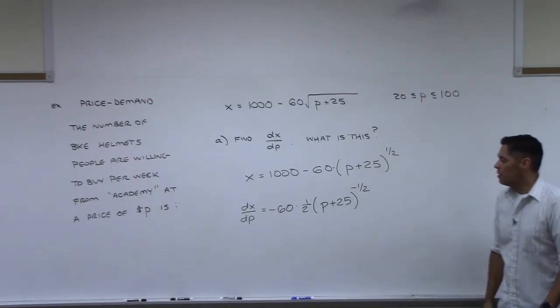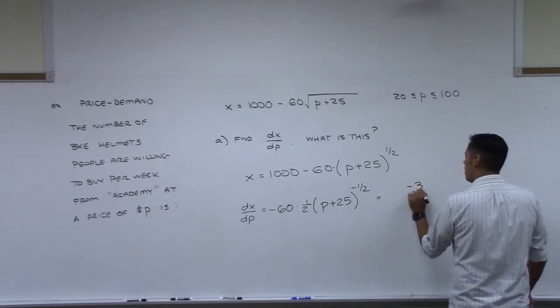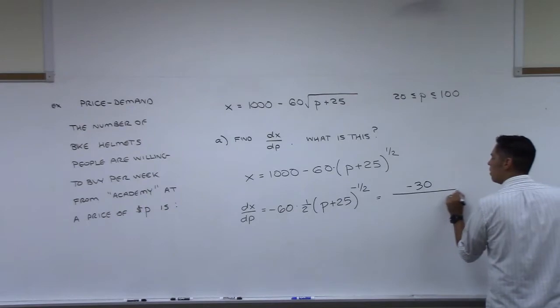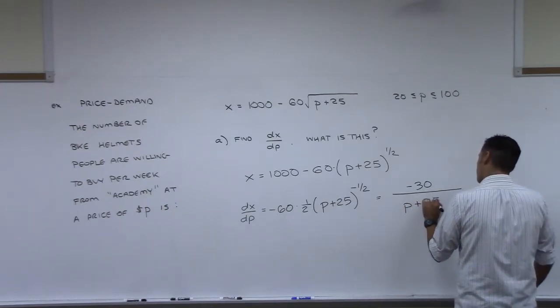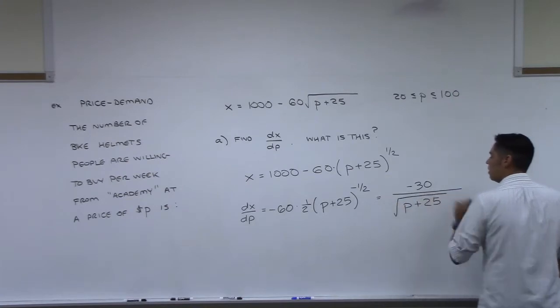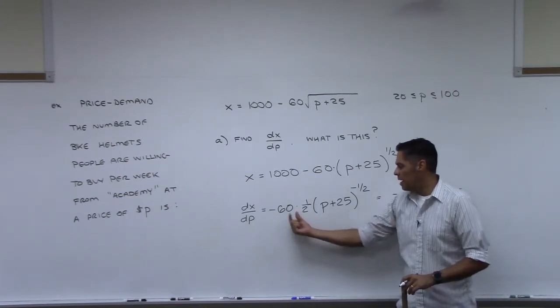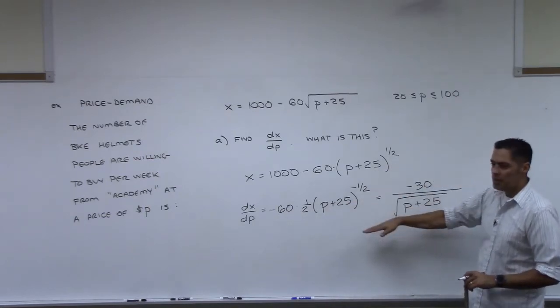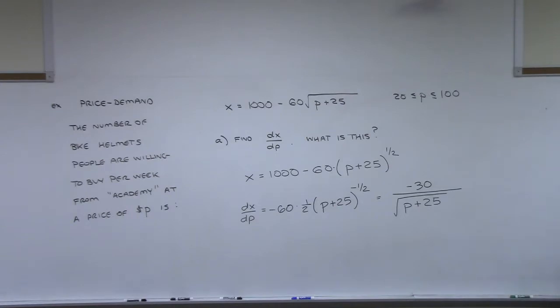Okay. So this becomes negative 30 over P plus 25, but then square root. So all we did here was put these two numbers together, right? Half of 60 is 30, but it's negative. Negative exponent, drop it down, but half power means square root. So this is it.